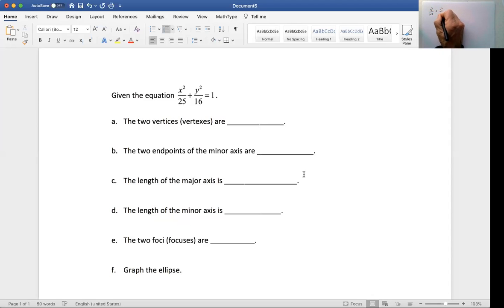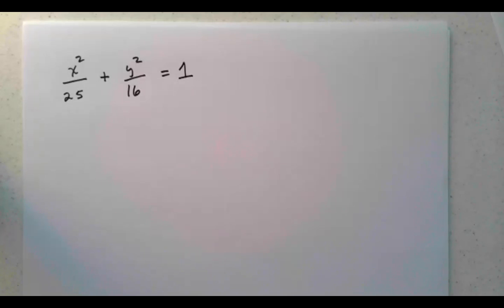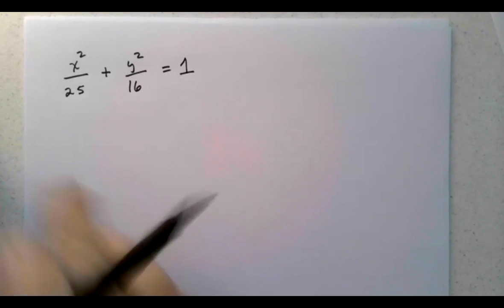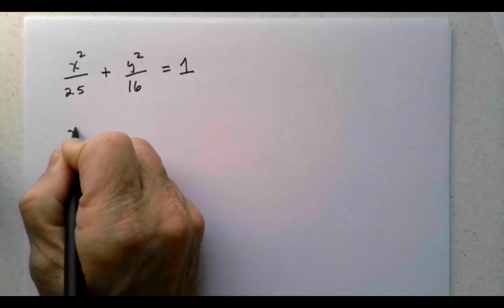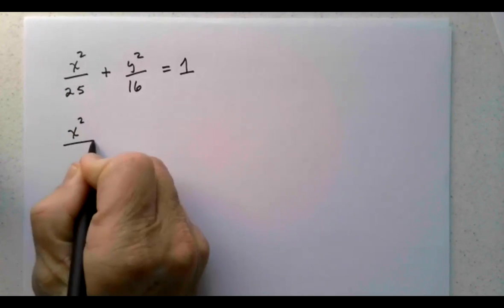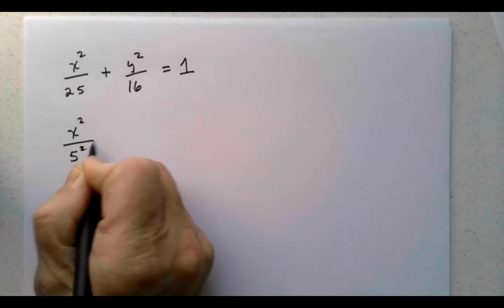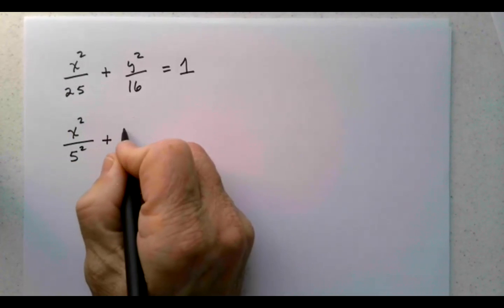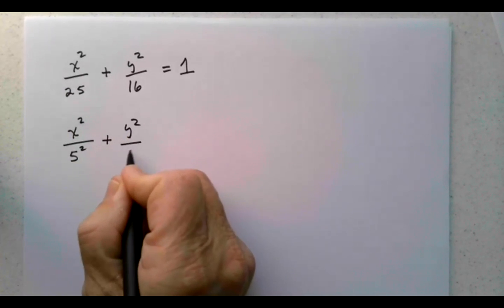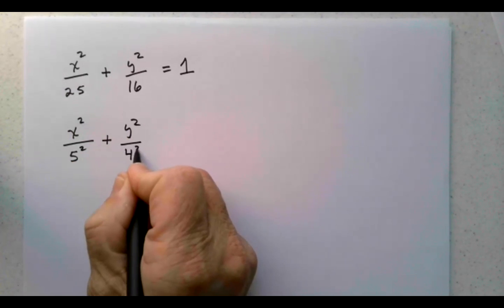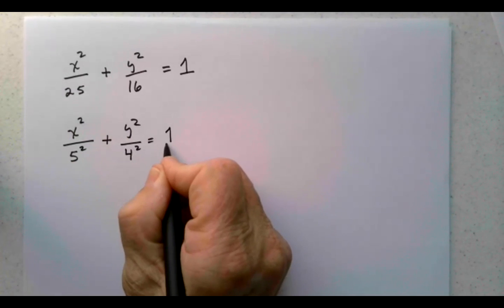Let's take a look at our equation. x squared over 25 plus y squared over 16 equals 1. Let's find the vertices and let's find the points on the minor axis. So we want to think of 25 as 5 squared, because that will tell me from the center I need to go 5 in the x direction. And think of 16 as 4 squared. So from the center I'm going to go 4 in the y direction.